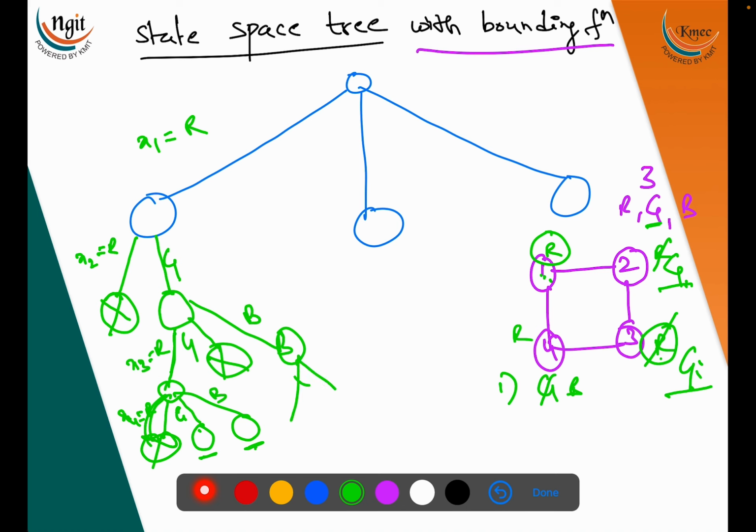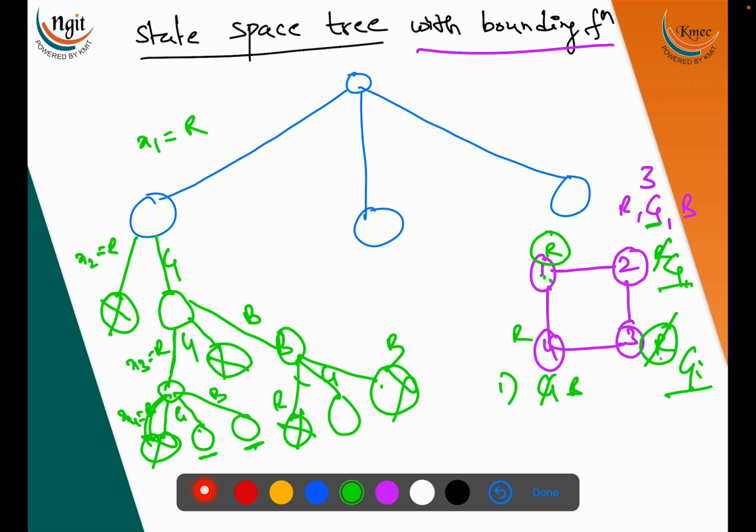So when it is blue color, again three possibilities. If it is a red color, then again kill the node. If it is green color, yes, it can be. If it is a blue, again kill the node. So the reason I'm killing the node is what? I wanted to cut the extraction of the next level, because as per the condition, no two adjacent vertices have the same color.